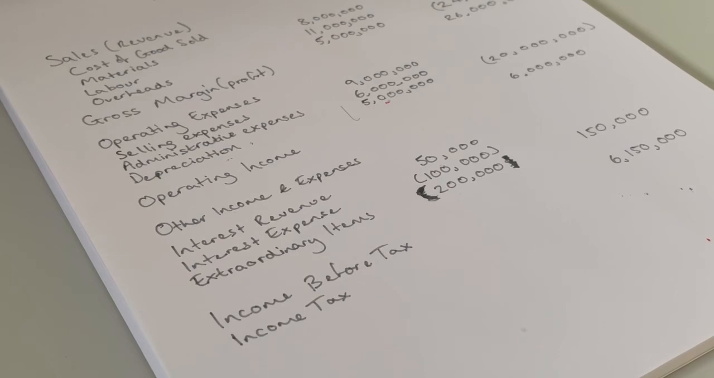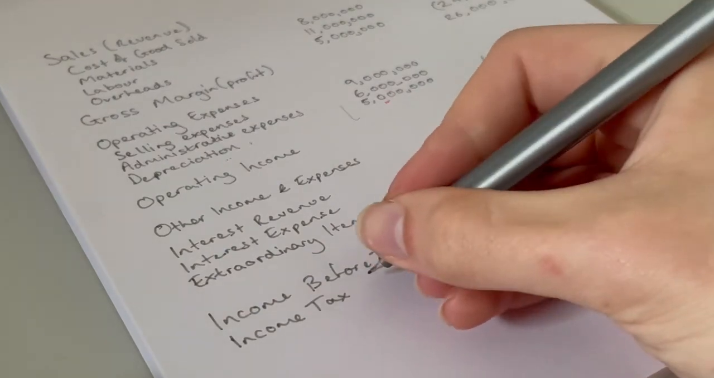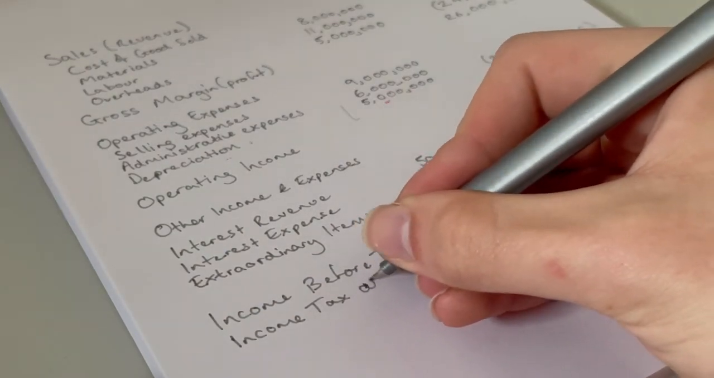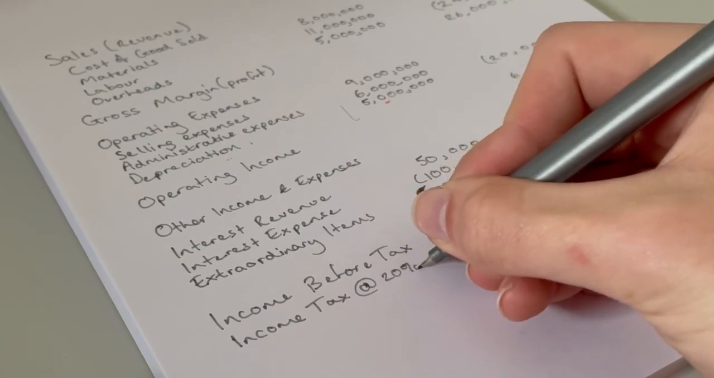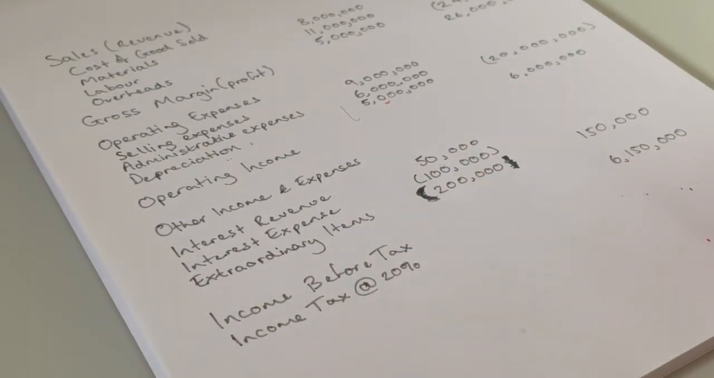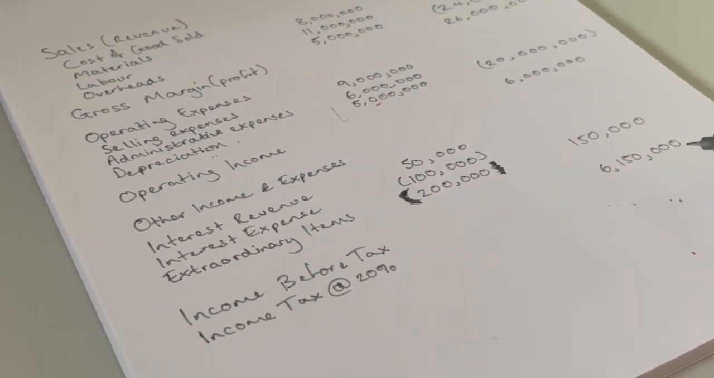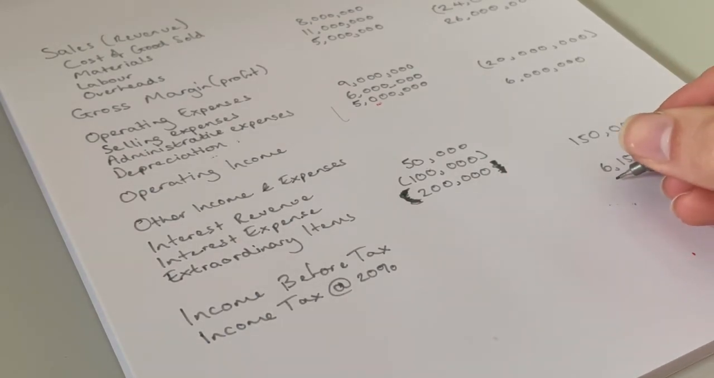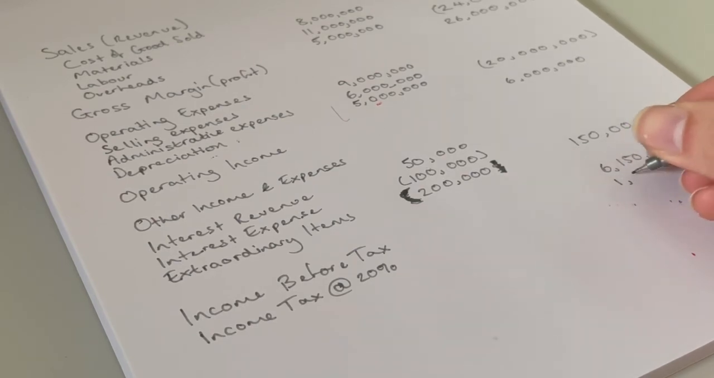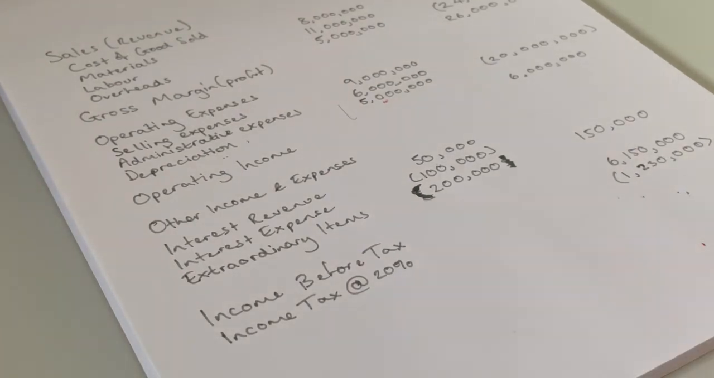I might actually have to get a calculator out here. Oh well, no, we will say income tax at 20%. So we have 6.15 million here. 10% of that would be 615,000, which means two times that, which would be 20%, is 1,230,000. And as I mentioned, that is a minus, so we'll bracket that because it's in our totals column.